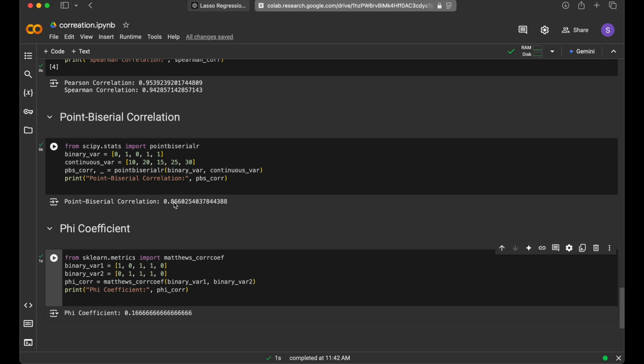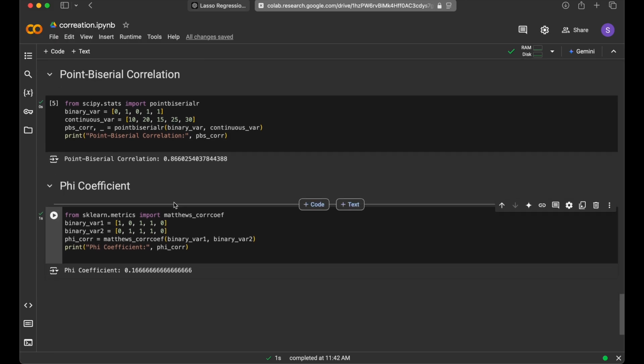And then we have the phi coefficient, a special case of the Pearson correlation for binary variables. When both variables are binary, it measures the relationship between two binary outcomes, as in the example of disease and smoking, yes or no. If the person is smoking, that is 1, otherwise 0, and for disease, 1 means there is a disease and 0 means there is no disease.